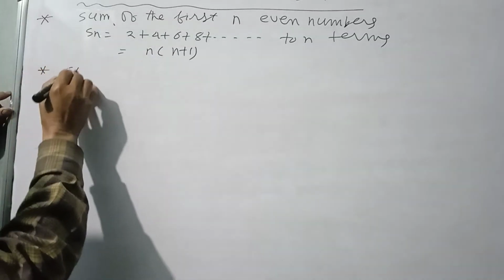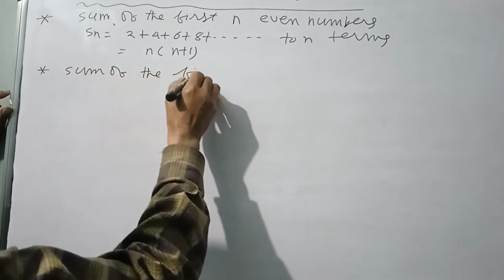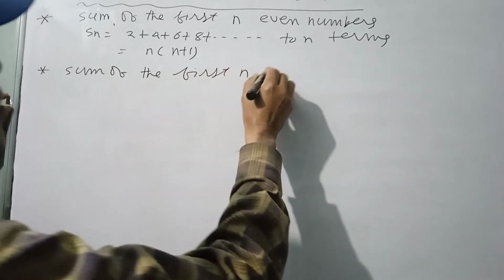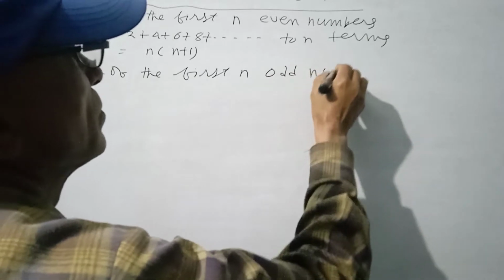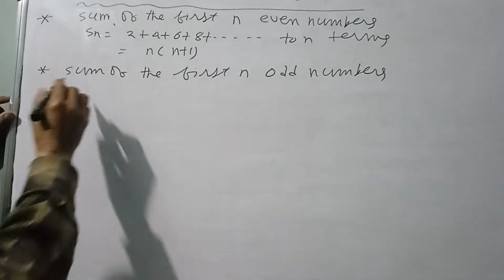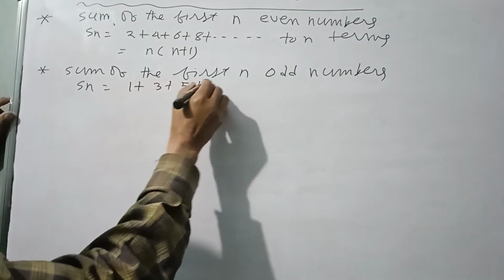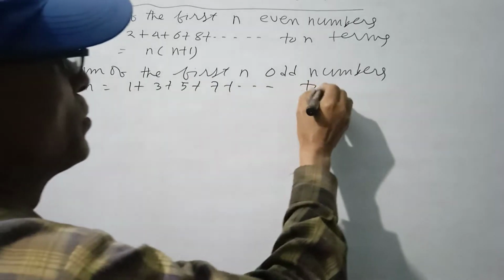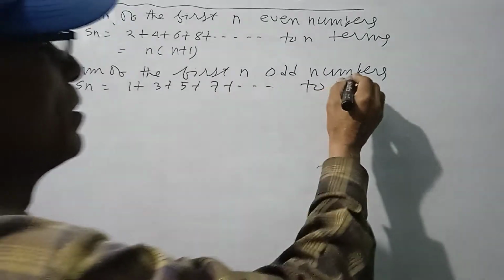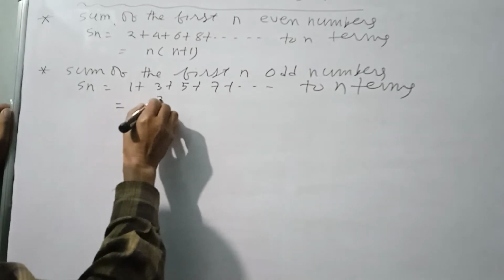Another: the sum of the first n odd numbers. That is, Sn equals 1 plus 3 plus 5 plus 7 plus dot dot dot to n terms. That is n square.